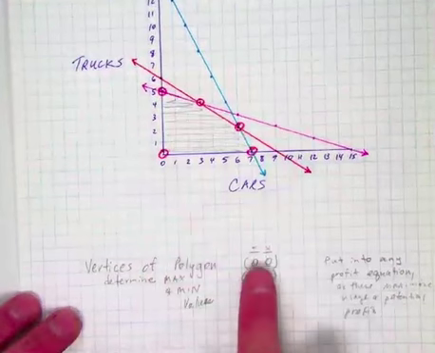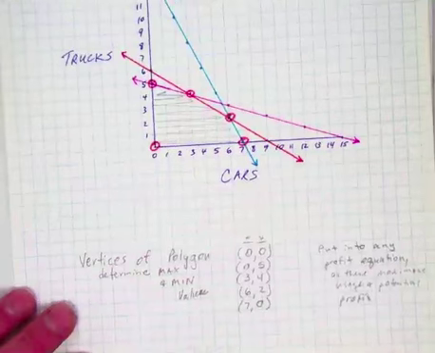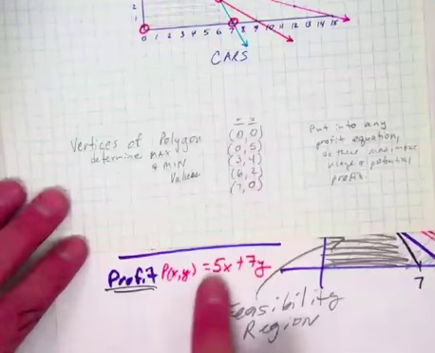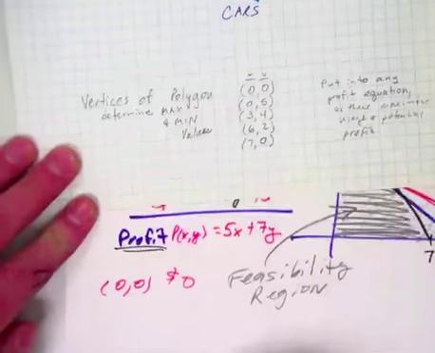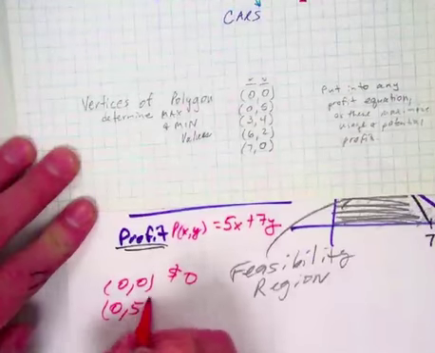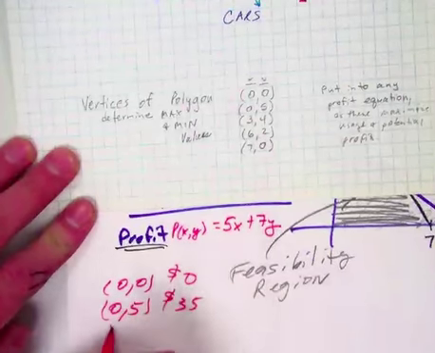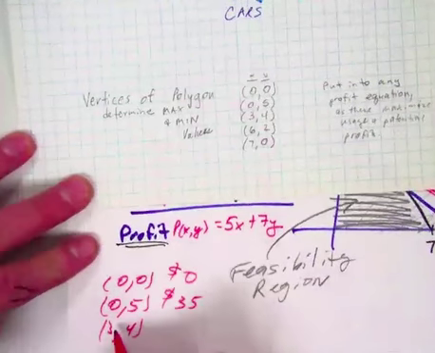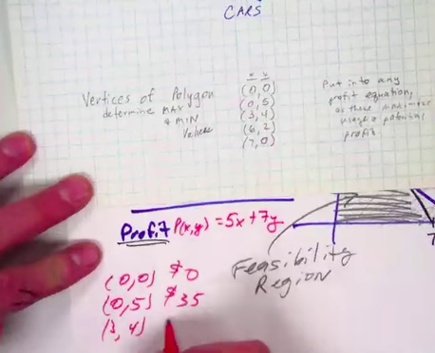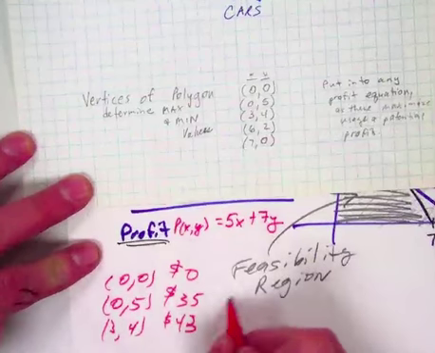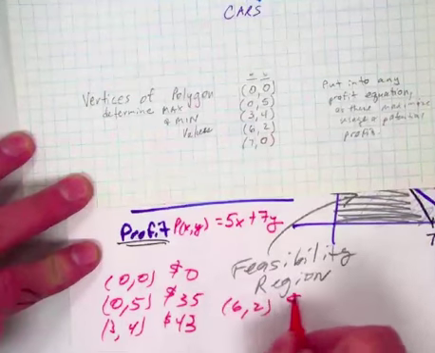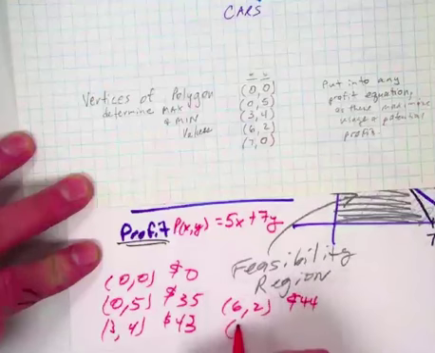When you plug in all these combinations, well, 0, 0 is going to give you no profit. If your equation is 5x plus 7y, that doesn't really matter. 0, 0 is going to give you $0. Then 0, 5 would give you $35. 3, 4, well, 3 times 5 is 15 plus 28, that's $43 profit. 6, 2 is the next one, that gives you $44 profit. And 7, 0 gives you $35 profit.